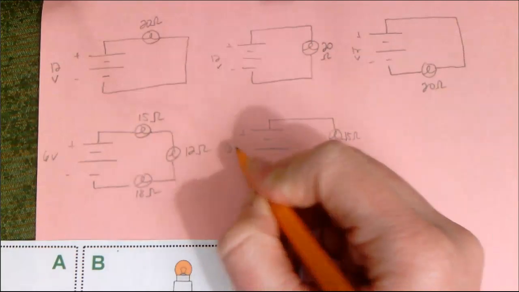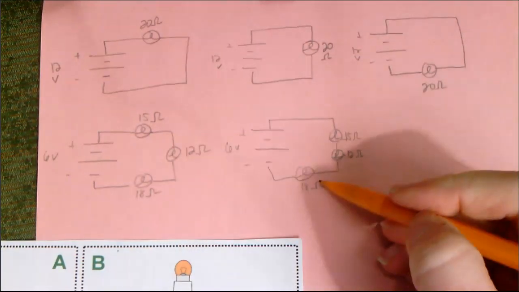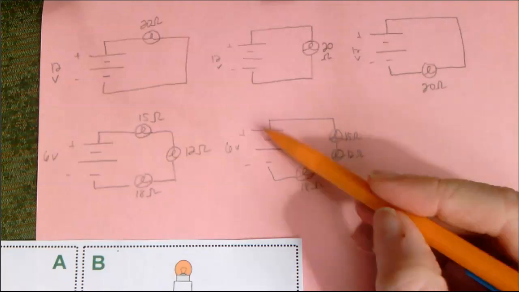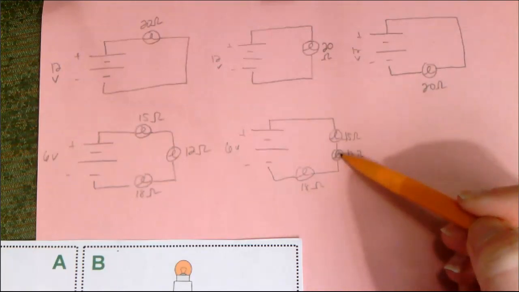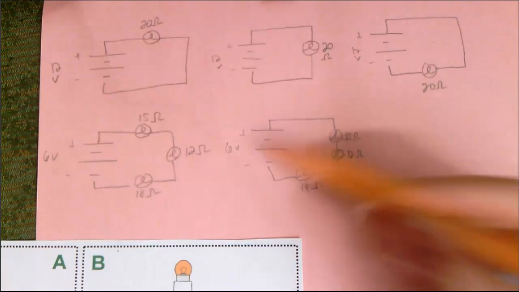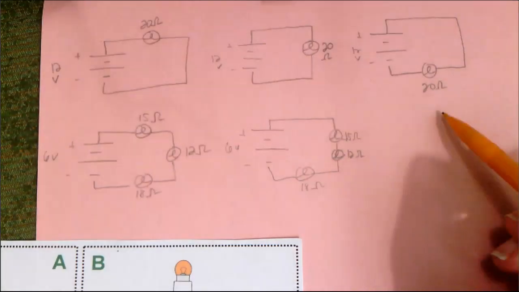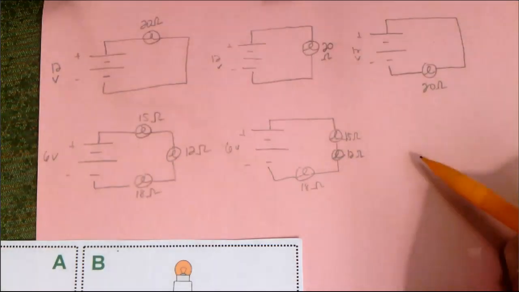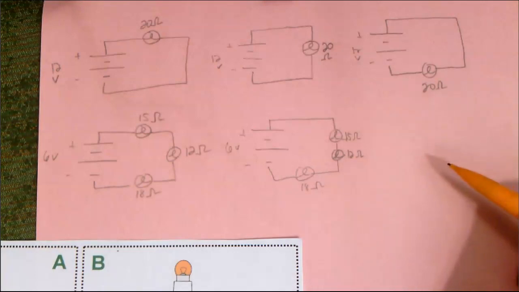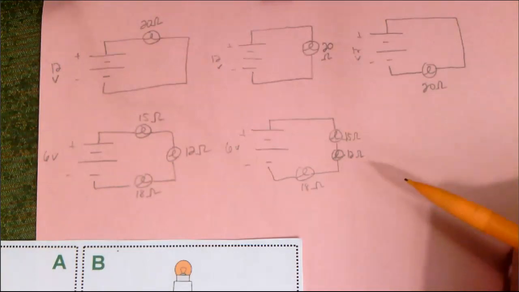Okay, I could put these two over here and this one over here. Again, it doesn't matter because I have battery, wire, light bulb, wire, light bulb, wire, light bulb, wire, back to the battery. I could put all these three things on the top. I could put them all on the side. I could put them all on the bottom. It doesn't matter as long as you have battery, wire, light bulb, wire, light bulb, wire, light bulb, wire, battery.